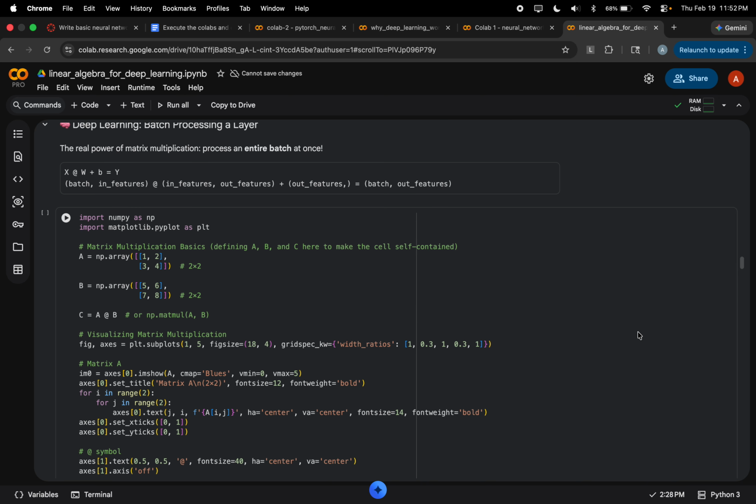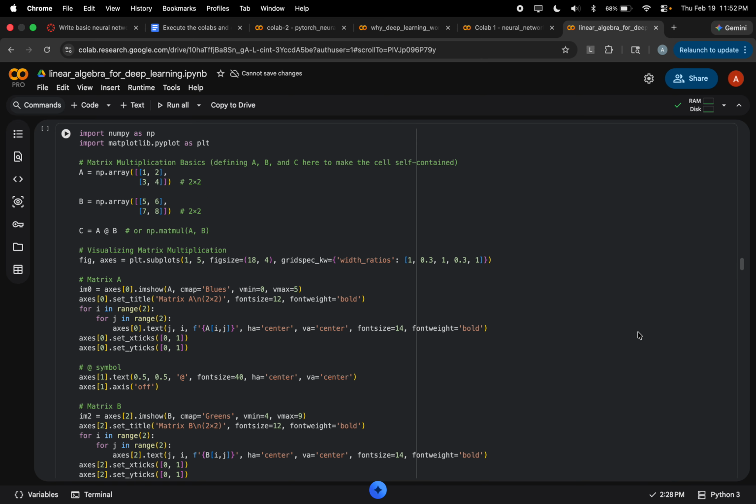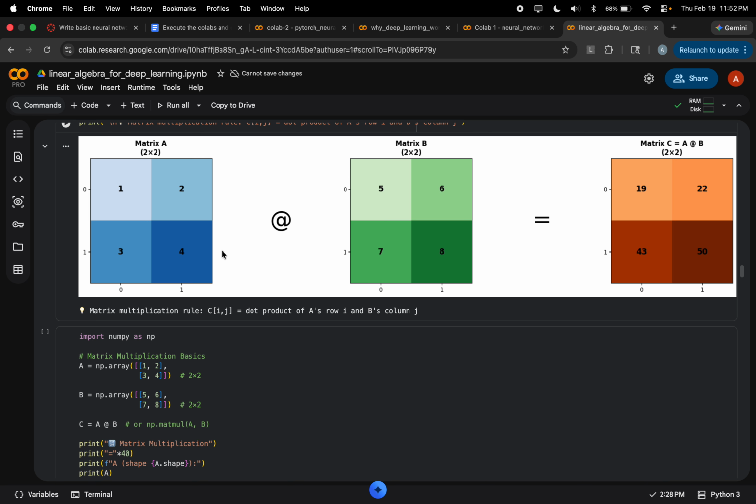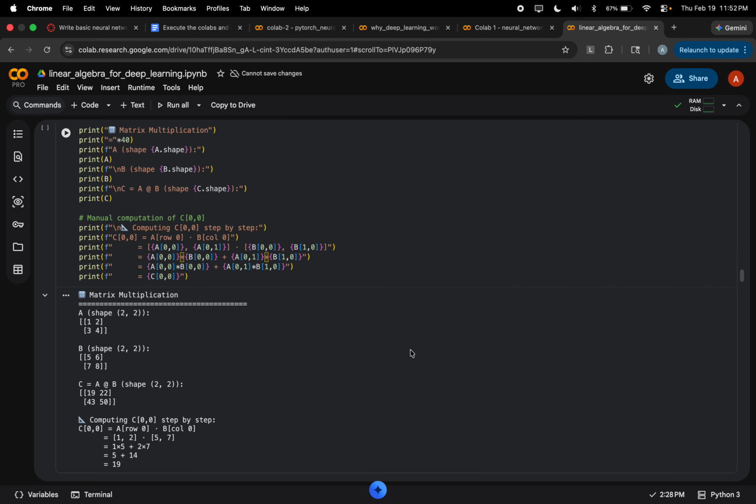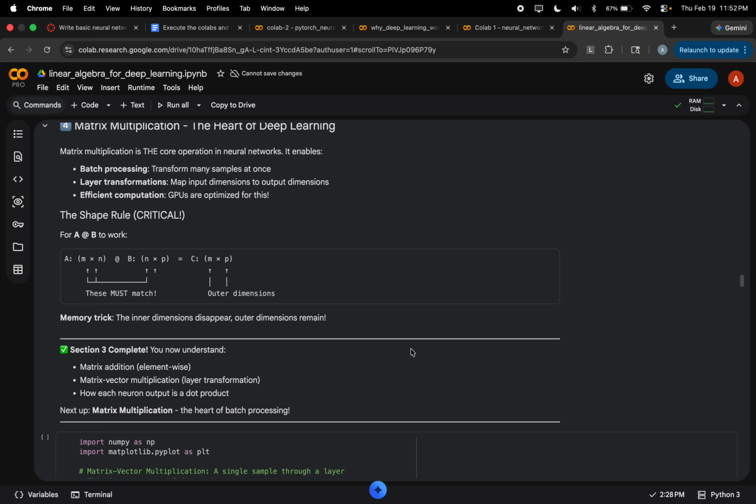It is also explained the same way here. So this is a 2 cross 2 matrix, and we are just matrix multiplying it. Matrix multiplication is this value multiplied by this, which is 5 into 1 is 5, plus 2 into 7, which is 14. So 14 plus 5 is 19. So we got this value. Again, 1 into 6, 2 into 8, and we'll get 22, like that. So this is how we get the matrix multiplication done.